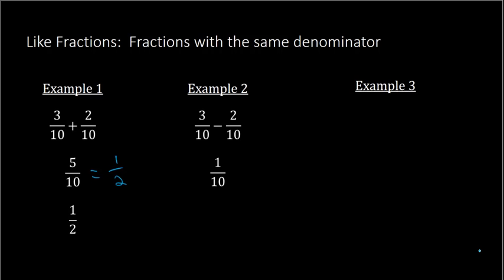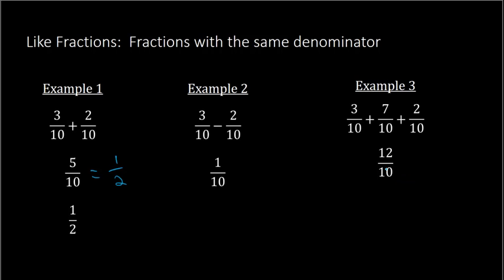Example 3, we have addition of 3 different fractions, and here something a little different happens as well. So for adding 3 fractions, it's exactly the same as adding 2 fractions. All we do is we add the numerators, 3 plus 7 plus 2, which gives us 12 on the top, and then the denominator stays the same, which would be 10.